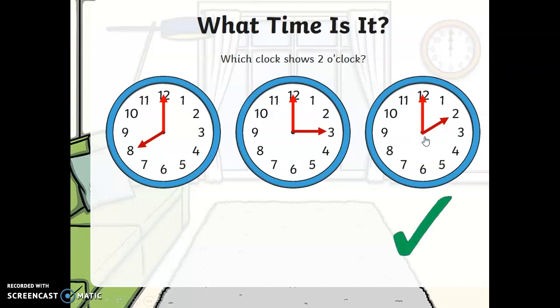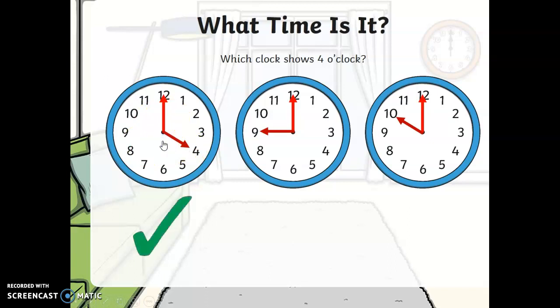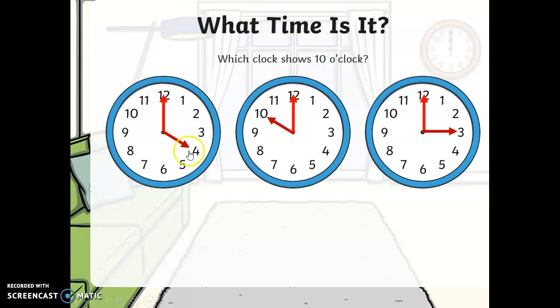Good job. Next. Which clock shows 4 o'clock? This one, guys? Yes, because look, the short hand is looking at 4. Good job. Next. Which clock shows 10 o'clock? This one? No. This one? Yeah, look, because the short hand is looking at 10.